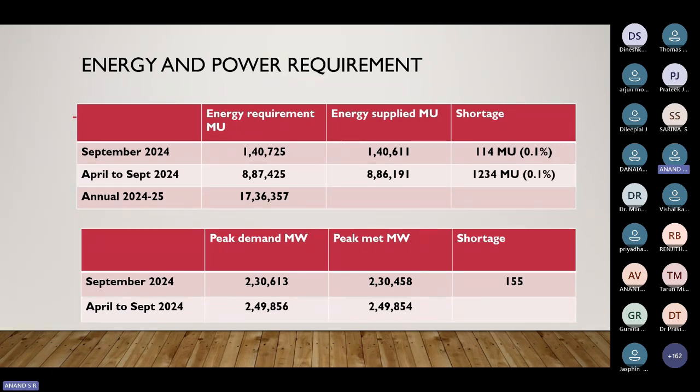We touched almost 250 gigawatts. And in September, there was a shortage of 155 megawatt. We were not able to meet that. They were load shedding in some part of the country. And in Kerala, on some of the days we had some issues. Otherwise, in general, we don't have any shortage. Only if there is an unexpected outage, then only we'll be having problem.